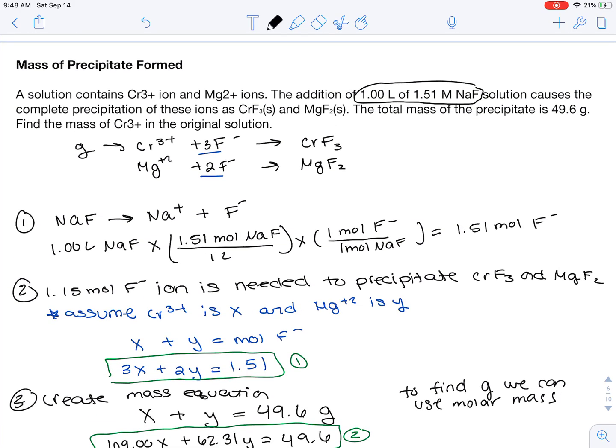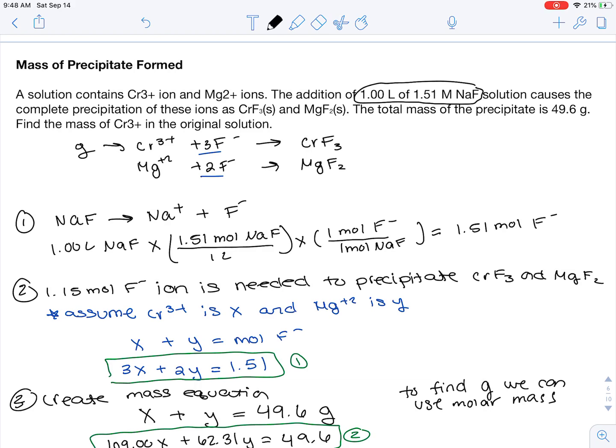So the question just came back to being about two unknowns. We know that we have these two ions in solution, and then in this solution, all of a sudden, we added 1 liter of 1.51 molar sodium fluoride. This then caused these two precipitates to completely form. And the total mass of the precipitate was 49.6. So that means the precipitate in total that has both of these has this mass. Knowing that you can split up the equations and fluoride is in both of them, we found the amount of fluoride ion in the solution and used that to isolate for the moles of these two ions.